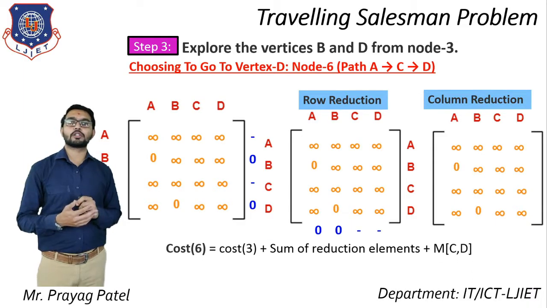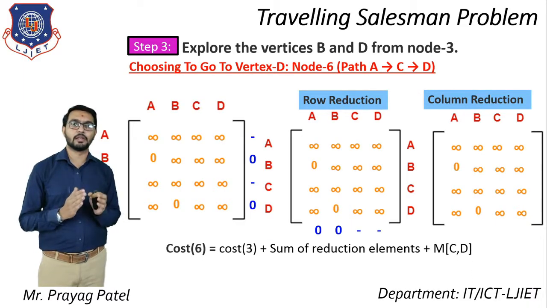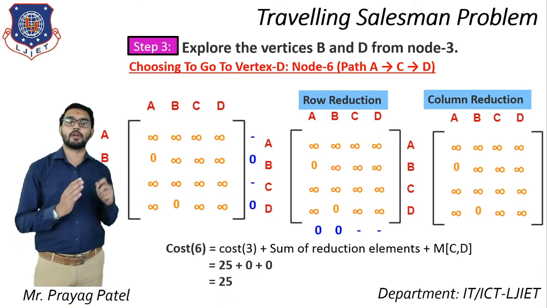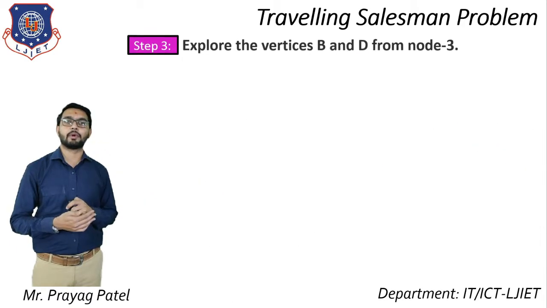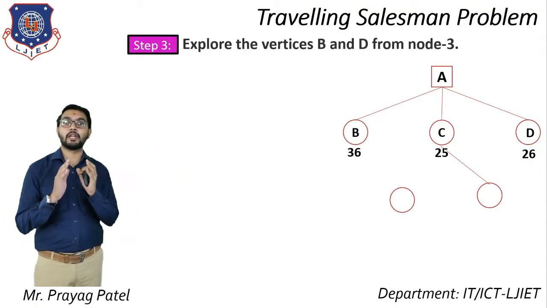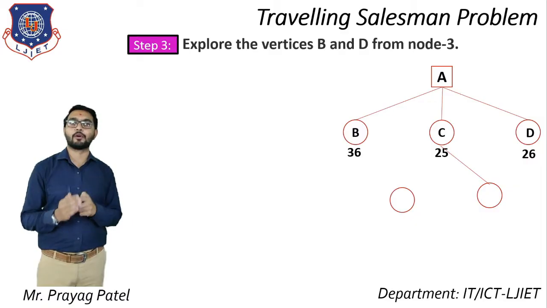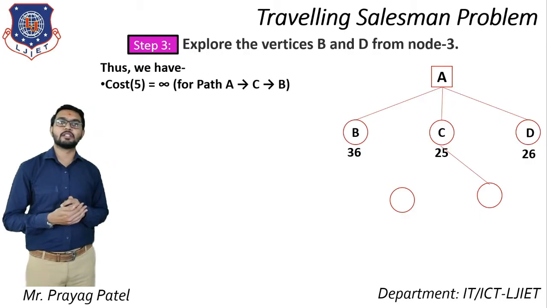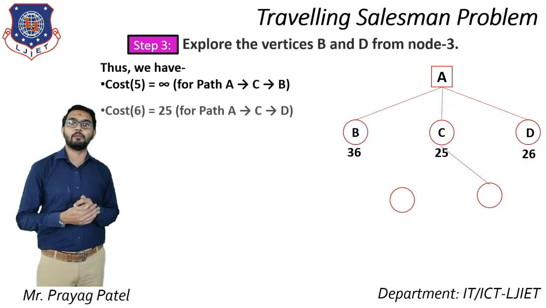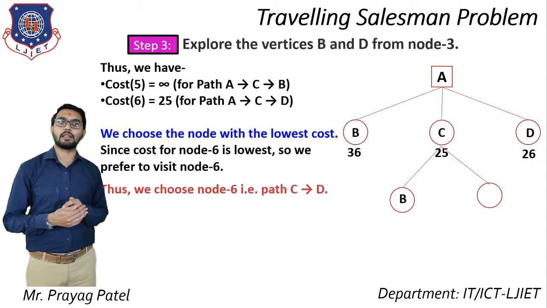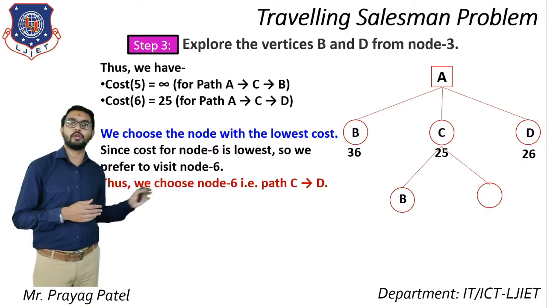So consider the total cost equal to the cost for node 3 plus the sum of the reduction cost plus the old value of M[C][D]. So here consider the cost as 25 plus 0 equal to 25. Now consider the next step: after selecting path A to C, we consider our next path as a path from C to B and C to D. So here consider these two paths, C to B and C to D.